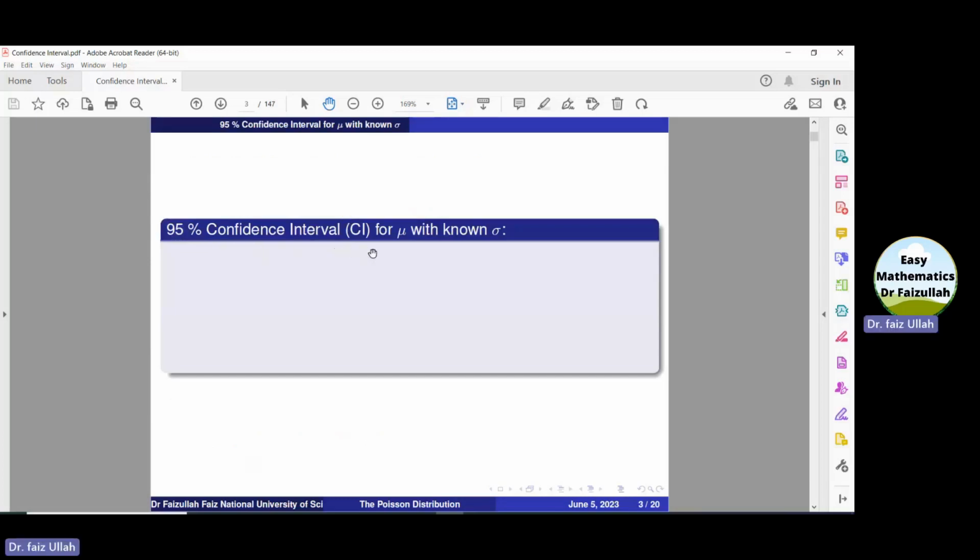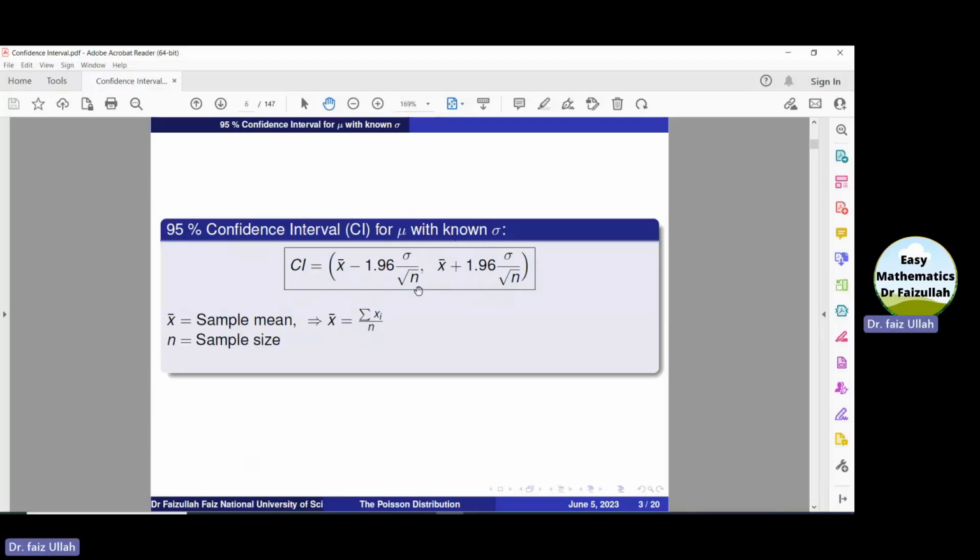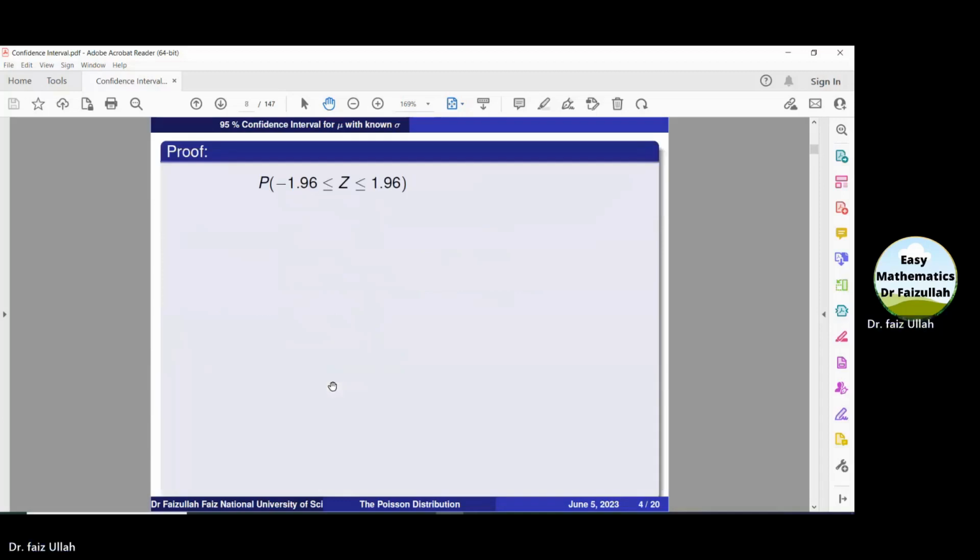95% confidence interval for mu when the population standard deviation sigma is known is given by this formula: x bar minus 1.96 sigma over under root n, and this is the same thing, just we replace this minus by plus. Here x bar is the sample mean, which can be obtained by using this formula. N is the size of the sample and sigma is the population standard deviation.